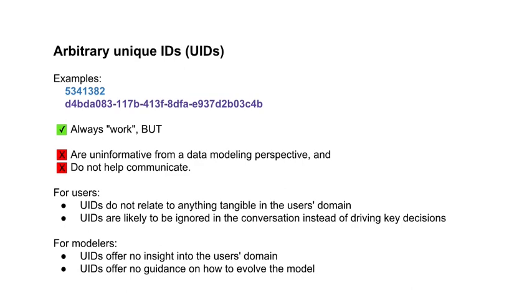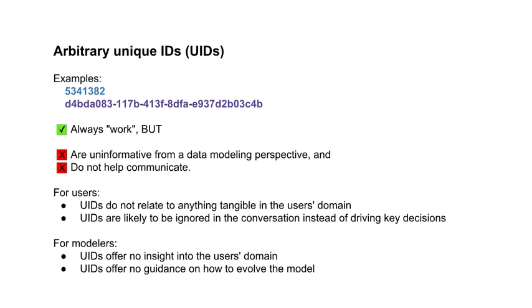Arbitrary IDs have drawbacks, especially in the modeling process. They're uninformative, and they do not help communicate what the thing is. If you look at these codes above, you can't tell if they're identifying a person, a physical object, a process, or what. They're completely arbitrary. For users, unique IDs do not relate to anything tangible in their domain, and unique IDs are likely to be ignored in the conversation instead of driving key decisions.